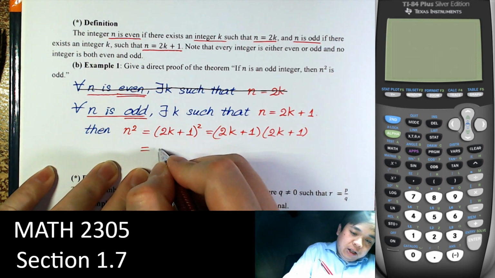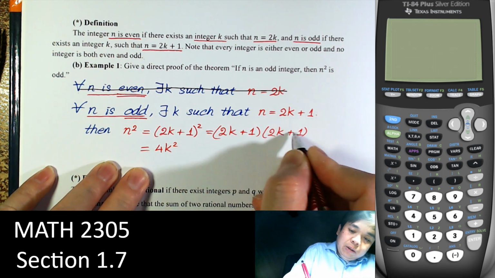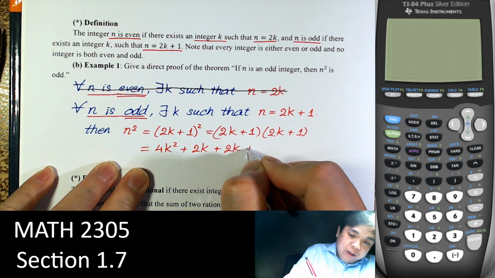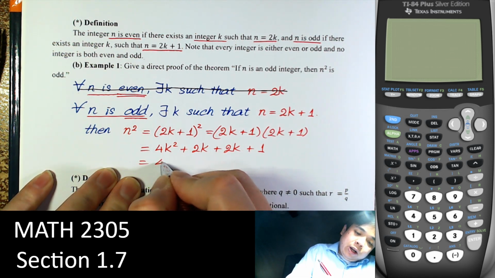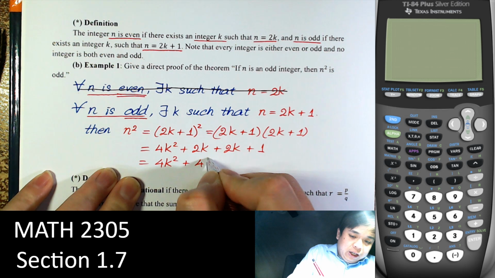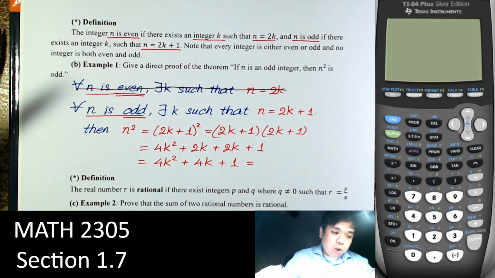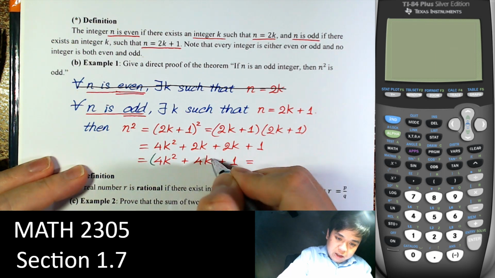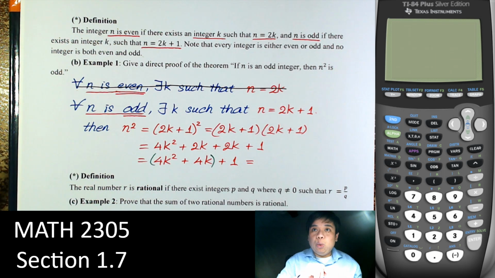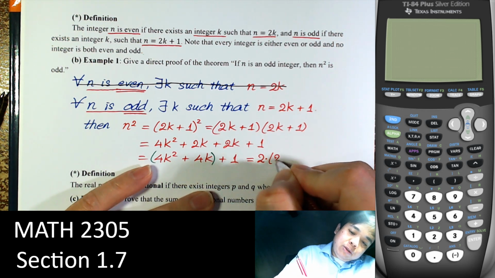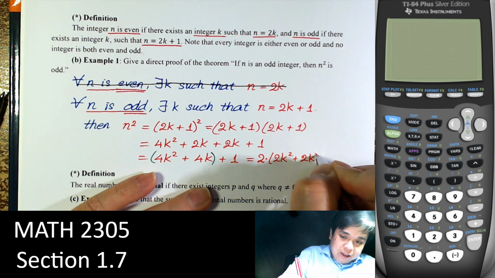So 2k times 2k is 4k squared, plus 2k, plus another 2k, plus 1. Now that gives us 4k squared plus 4k plus 1. How do we know if it is odd? Well, here we can just group the first two terms that have k in it and factor out 2. And you may say, why don't we factor 4? Well, we don't, because we don't need 4. We only need 2. If this is 2, then we have 2 times (2k squared plus 2k) and then plus 1.